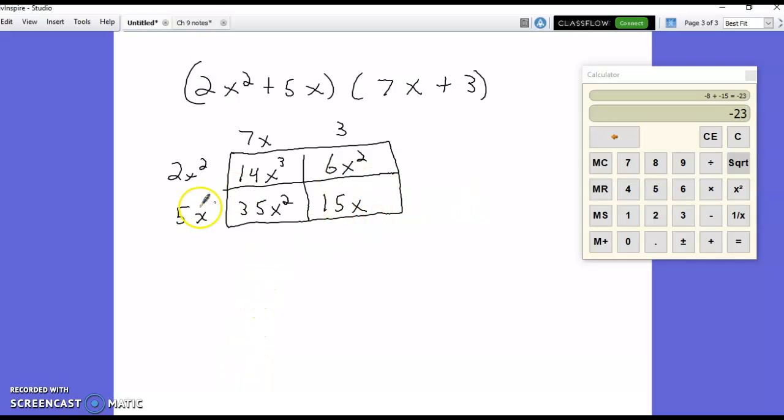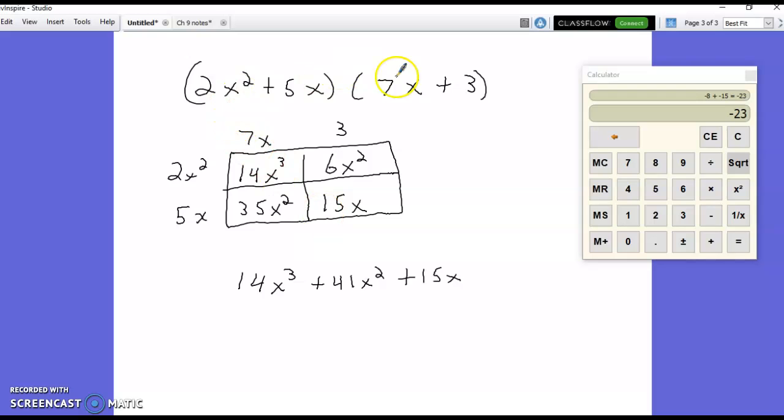So when we put this in standard form, you can see the x squareds are now the like terms. So this will be 14x to the third. And 35 plus 6 would be a +41x squared. And then we would have a plus 15x.